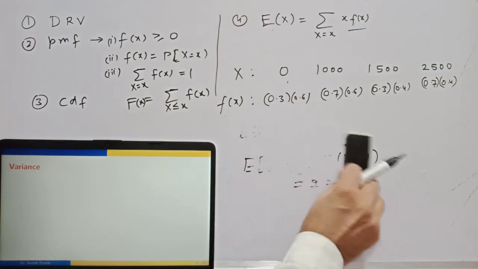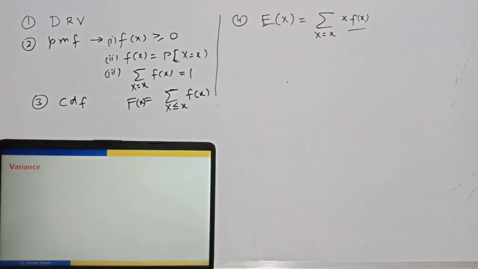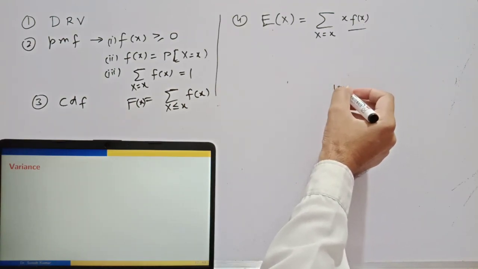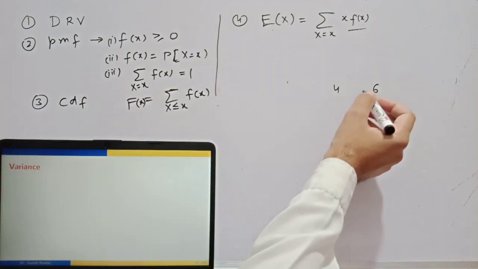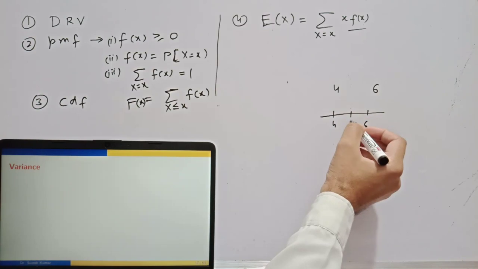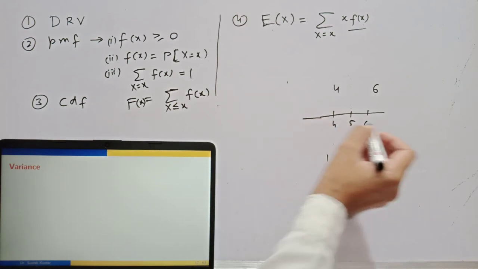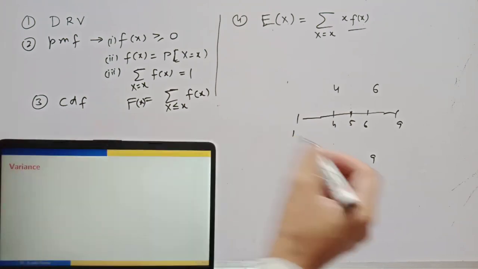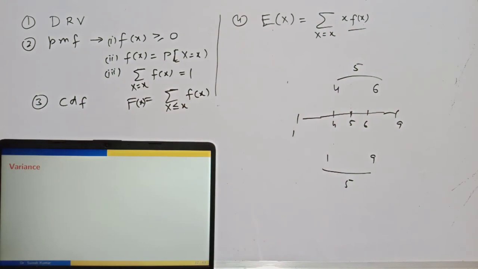Next is variance. Variance gives the mathematical measure of the deviation of data from this central value. See, suppose you have two values of x, 4 and 6. What is the mean value of these two? 5. Here 4, here 6. Mean value is 5. Suppose two values of x are 1 and 9. Again, the mean value is 5. So from mean value, you cannot guess how various values of x are scattered around the central value.